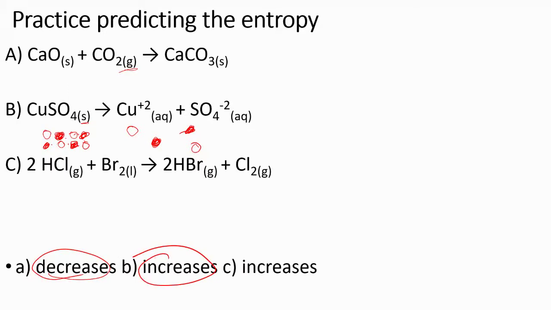Finally, in our third example, I have 1 mole of gas, or I'm sorry, 2 moles of gas as the reactants. I have 2 moles of gas plus an additional mole of gas. So I have 3 moles of gas on the product side and 2 moles of gas on the reactant side. So because my gaseous moles on the product side increase, so does my entropy.